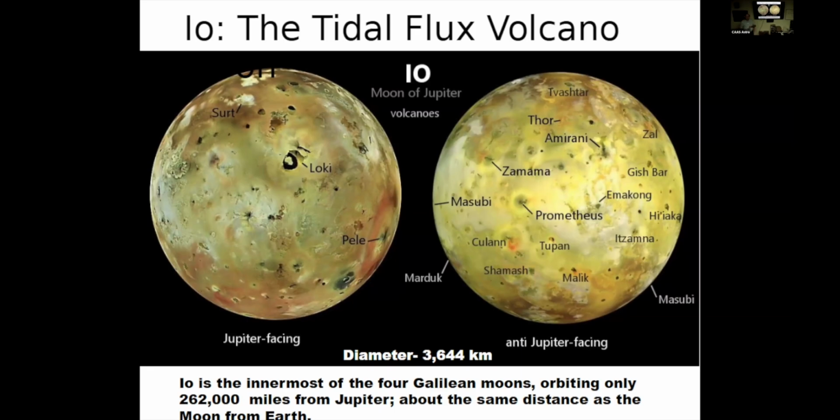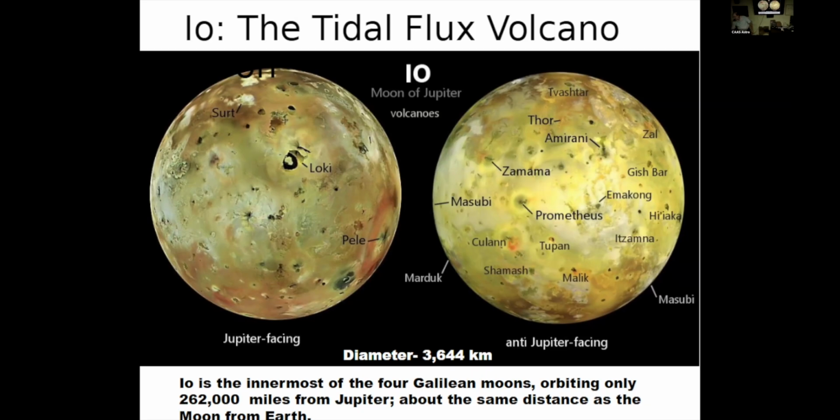Io is closer to Jupiter, and it really feels tremendous tidal forces. And they squeeze it and so forth so that the core is molten material. And you can see these active volcanoes that are shown on the Jupiter-facing side and then the anti-Jupiter facing side. All right. There are over 2,000 known volcanoes on Io.